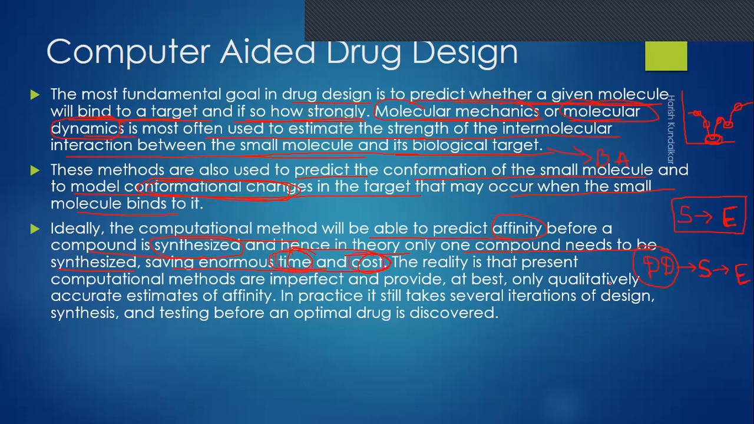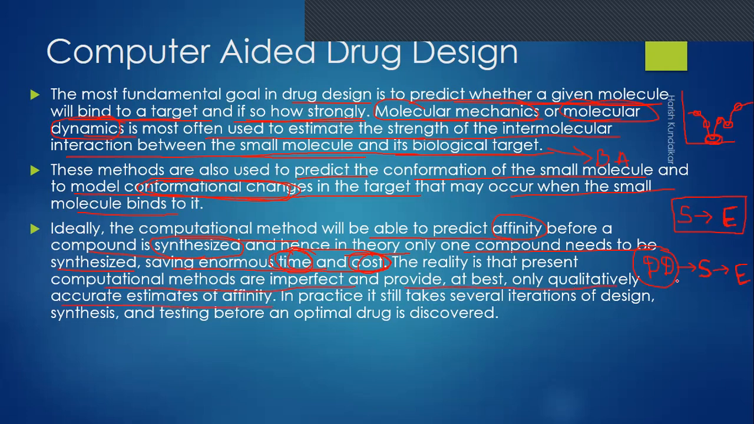Okay, now ideally we should be able to design a drug in such a way कि एक ही potent molecule design करो and वही molecule का synthesis करो and evaluation करो, and that should be actually the most potent molecule, right? But that does not actually happen. Okay, in reality, the present computational methods are imperfect and provide at best only qualitatively accurate estimates of affinity.